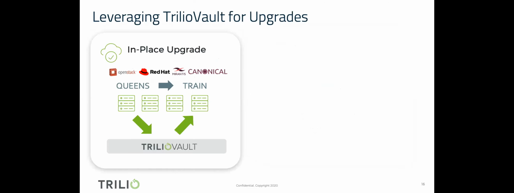So where do we fit in? Where does Trilio fit in for these upgrades? If we look at the in-place upgrade, first of all, it's just worth reiterating that TrilioVault is an OpenStack service. It's a native OpenStack service. And that's really, really crucial to understand when we talk about upgrades.